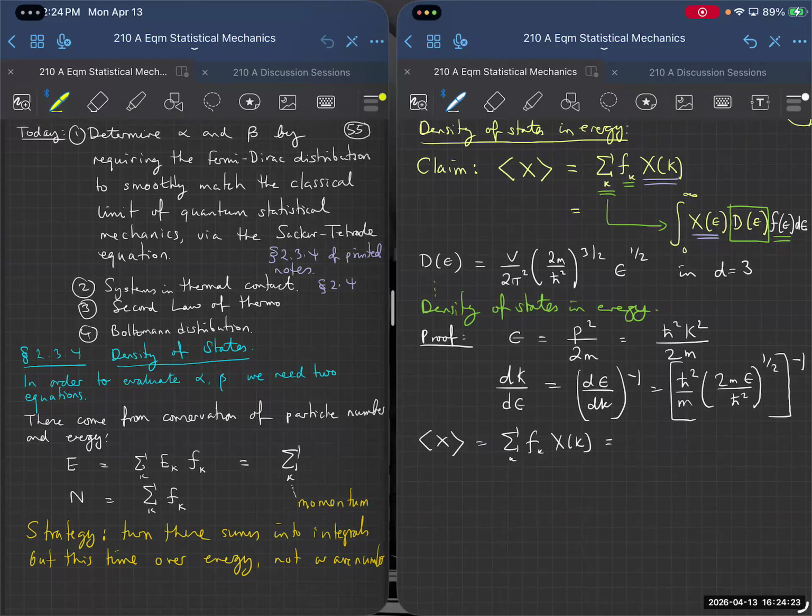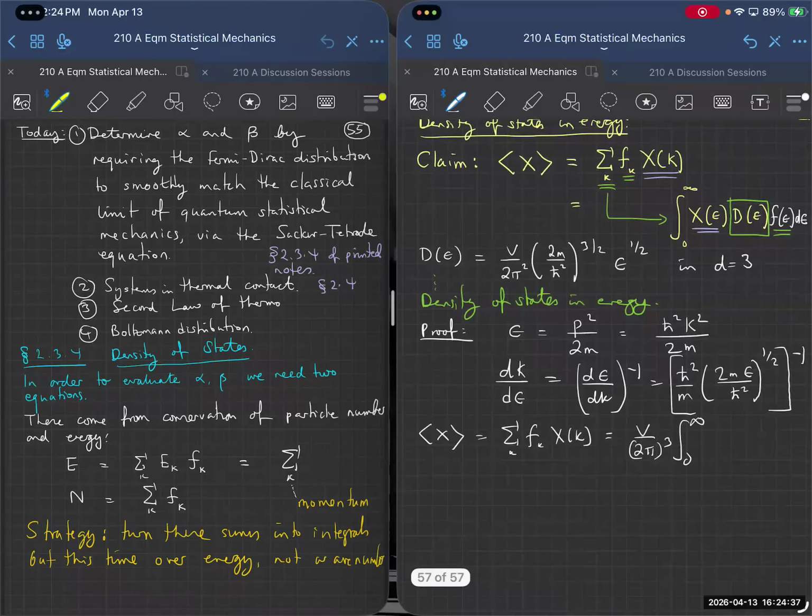Let me write it in wave number. So it's going to be V over (2 pi) cubed. That was the density of states in k space. And then we're going to be integrating from k going 0 to infinity. d3k is 4 pi k squared dk. And then the distribution function as a function of k, and then the quantity that I care about, x, as a function of k. So that is the result of just doing the sum over k space.